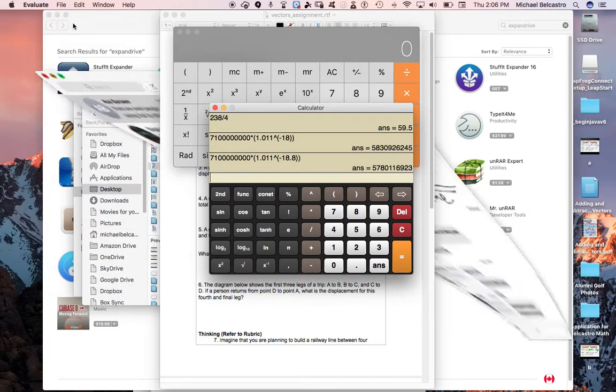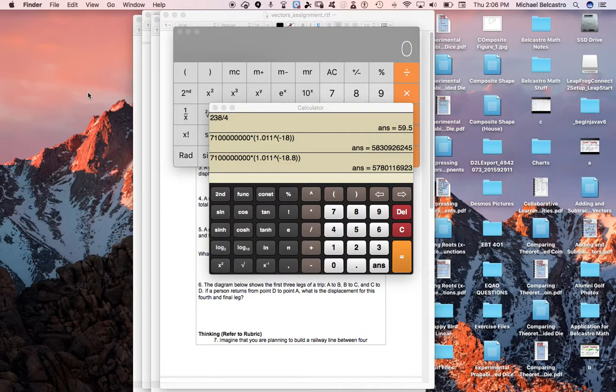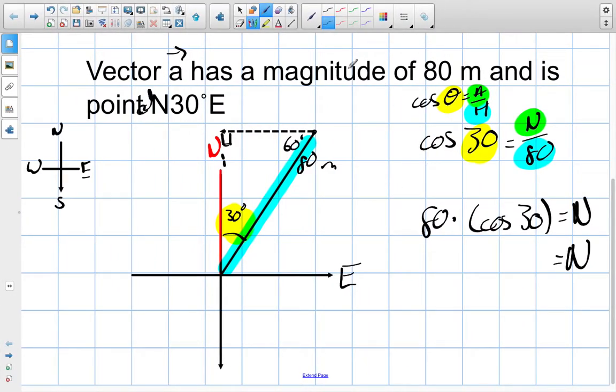Actually, it would have been a better calculator. No, we'll continue with this. We said it was cos 30 degrees, and whatever that is, we're going to multiply by 80. And our north vector has a magnitude of roughly 70, 69.28. So 69.28 meters would be the magnitude of our north vector.